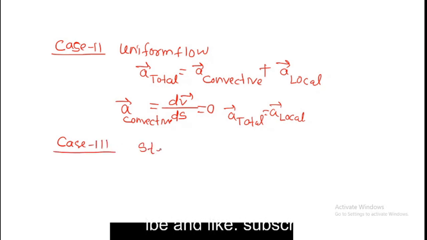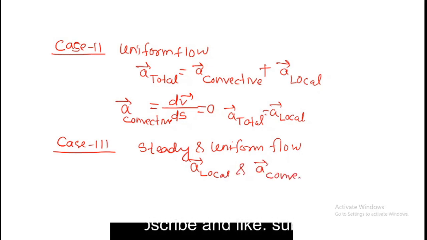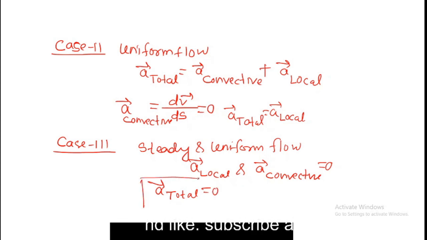Case 3 is steady and uniform flow. For steady and uniform flow, both the local and the convective acceleration are zero. If you are asked in an objective question, for steady and uniform flow the total acceleration will be equal to zero. All other things I have explained, I think, are completely correct, but I made a mistake in this part while writing down the equation for total acceleration. So these are the things for acceleration.